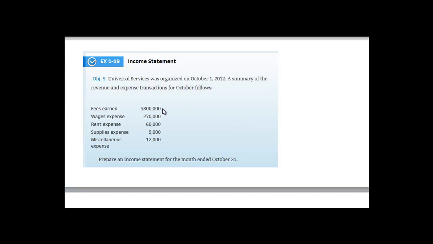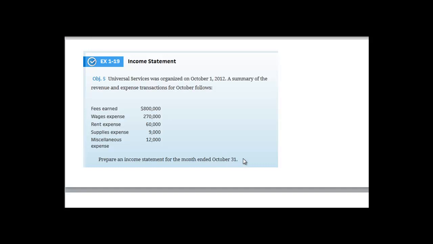Okay, so our fees earned, that's our revenue, right? $800,000. Wages expenses, $270,000, right? So that's for people working for us. The rent expense that we incurred was $60,000. Supplies expense was $9,000, and we had $12,000 of miscellaneous expenses that did not fall into any of these other major categories. We're asked to prepare an income statement for the month ended October 31st.